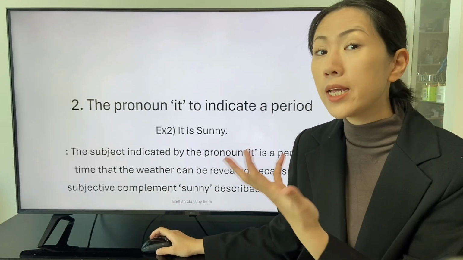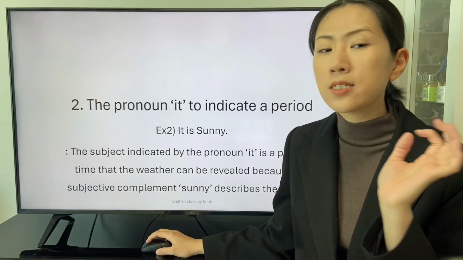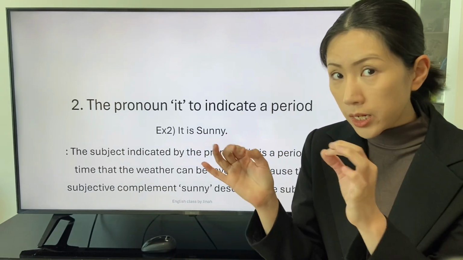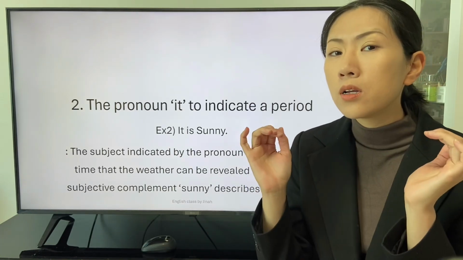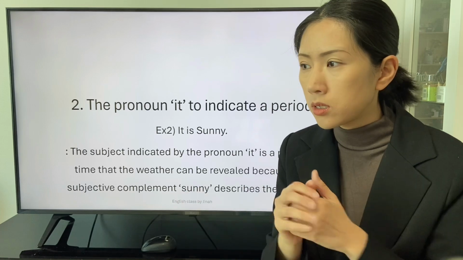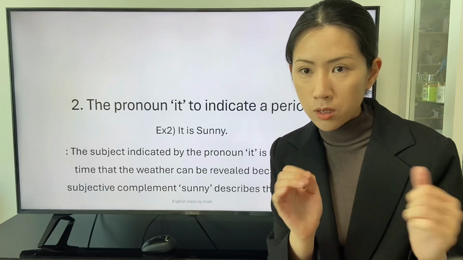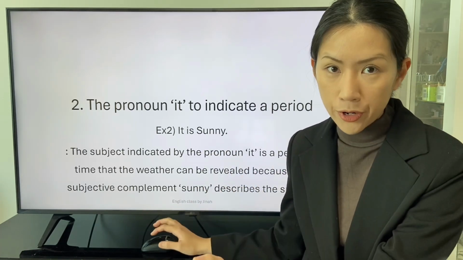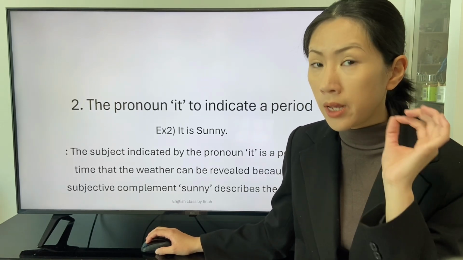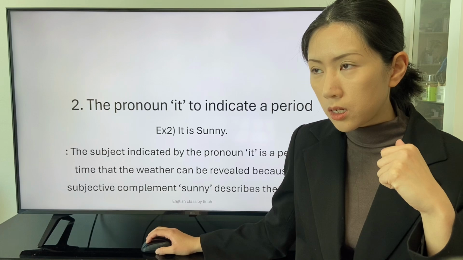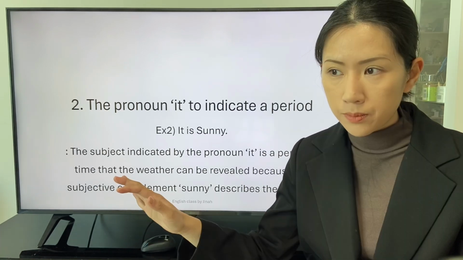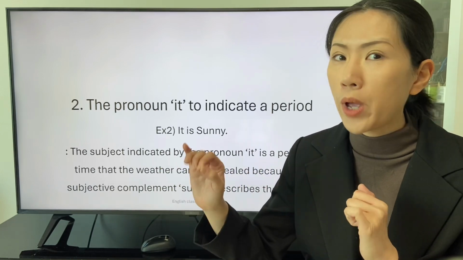There is a second exemplary clause. It is sunny. The subjective complement sunny describes how the subject is, a description about weather. The subject indicated by the impersonal pronoun it needs to be a period of time that is able to reveal the weather.